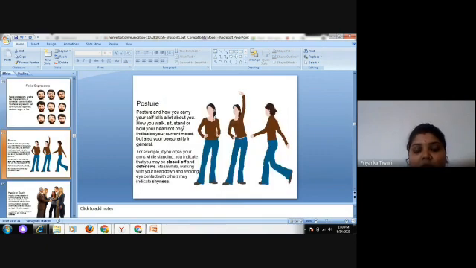So posture, and how you carry yourself, tells a lot about you: how you walk, sit, stand, or hold your hands. It indicates not only your current mood but also your personality in general. For example, if you cross your arms while standing, you may be closed off and defensive. Meanwhile, walking with your head down and avoiding eye contact may indicate shyness.